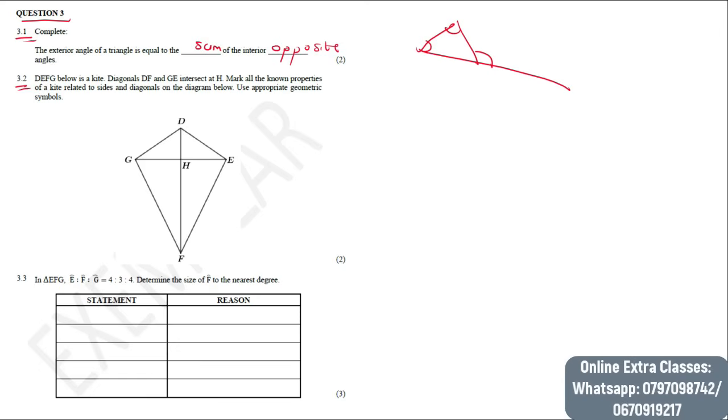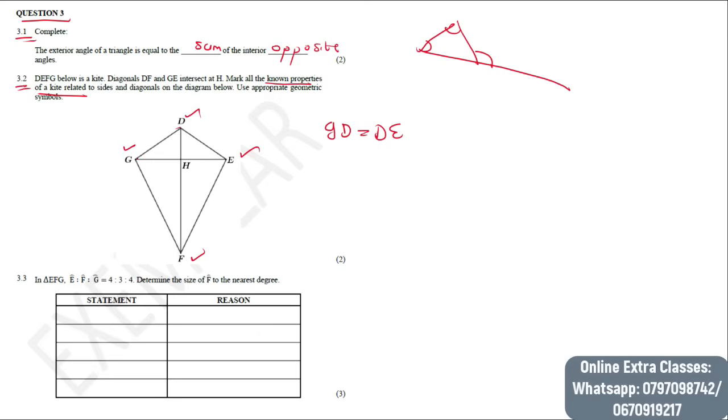Question 3.2 says that DEFG is a kite. We are told that diagonals DF and GE intersect at H. So they meet here at H, right? Now we are told to mark all the known properties of a kite. We should be able to know all the properties of a kite related to sides and diagonals on the diagram below, using appropriate geometric symbols. Here we can easily see that line GD is equal to line DE. From here to here is equal to from here to here. That's our first property, right?